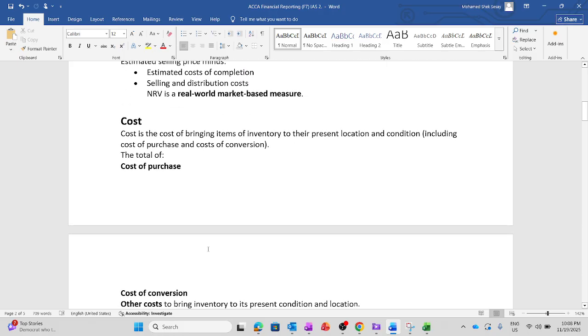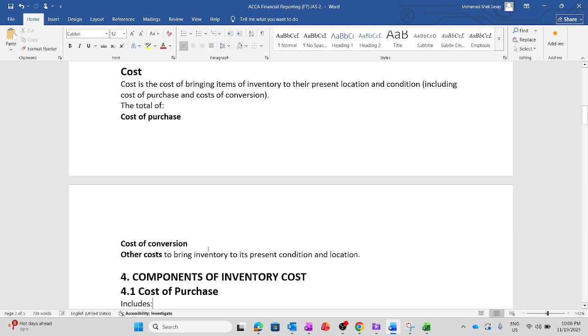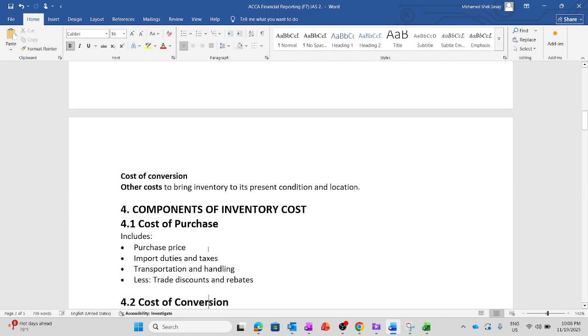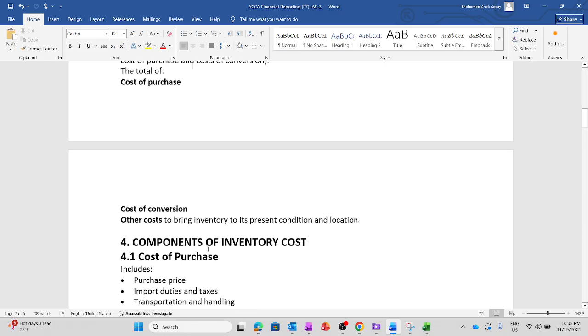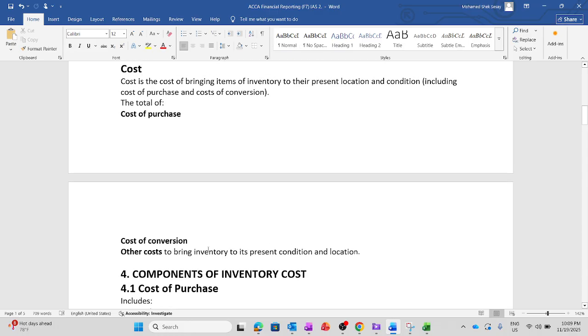So now we need to understand the costs, a very important concept. The cost is the cost of bringing items of inventory to their present location and condition. It can include the purchase price of raw material, the conversion cost, and any other cost that we incur to bring that particular item to its present location and condition. So we need to consider three factors when we are talking about the valuation of inventory. One has to do with the purchase price. For instance, with the Sierra Juice, the mango we are going to buy, we need to account for the cost.